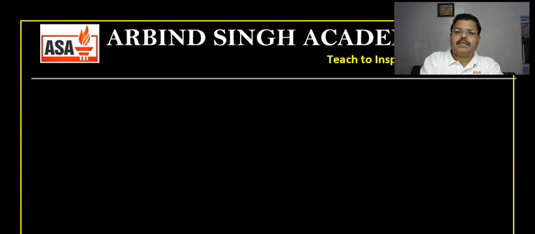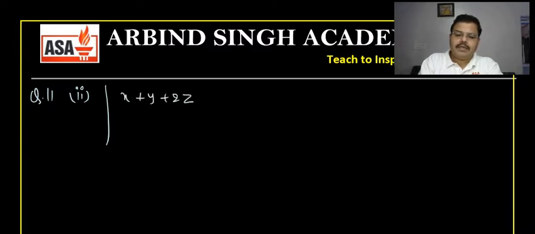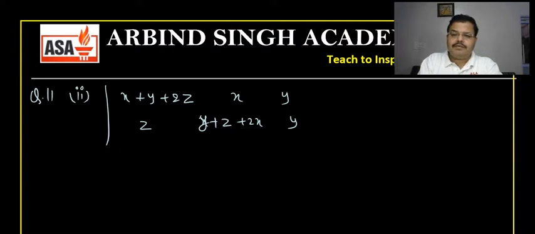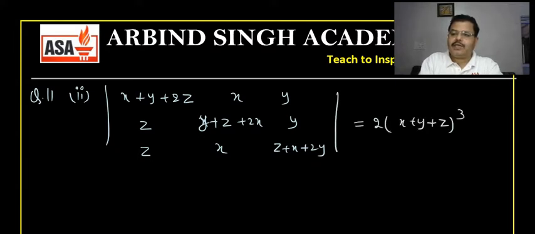Right? Now there is a second part of this question, part 2 of question number 11. And that is also given here, in the form of x plus y plus 2z, x, y; here z, x, y plus z, y plus z plus 2x, and y; and z, x, and z plus x plus 2y, and that is equal to 2 times of x plus y plus z whole cube. Right?